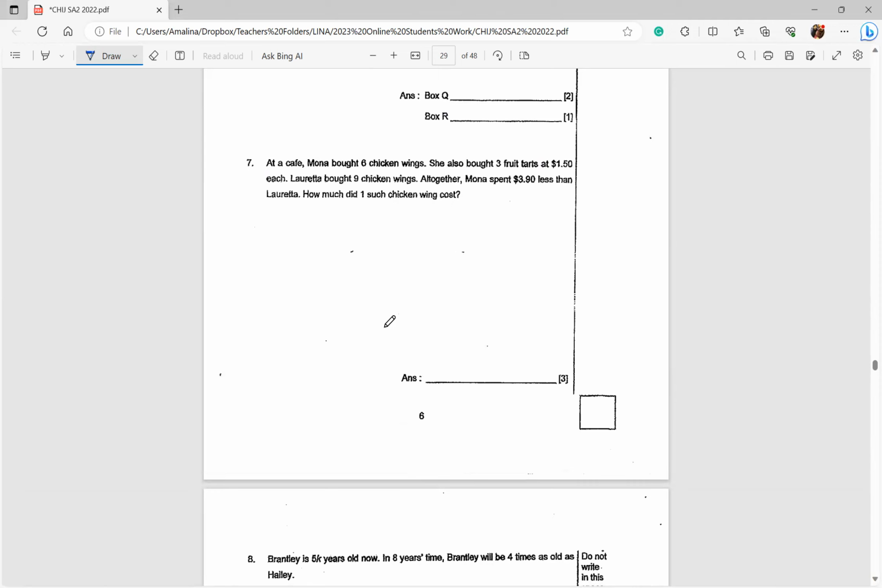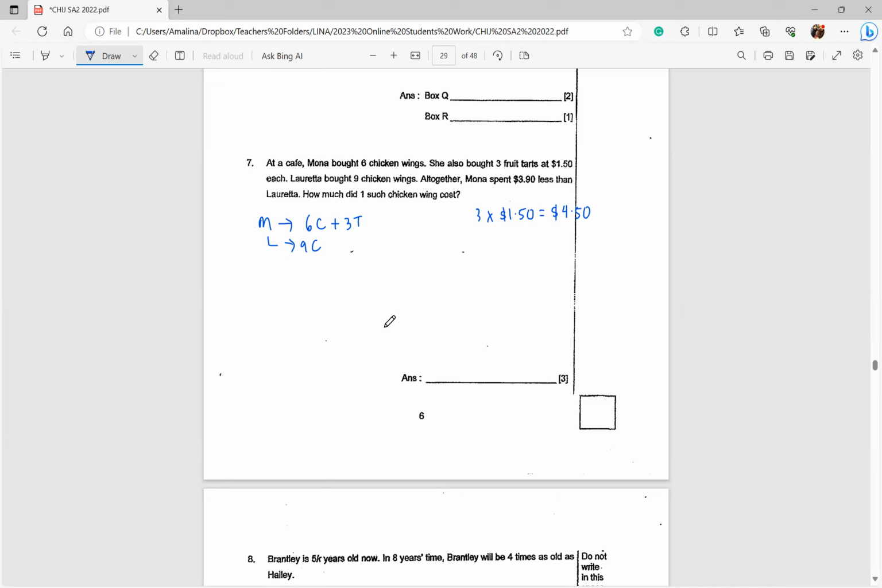Okay, so Mona, she bought 6 chicken wings and 3 tarts. Loretta, she bought only 9 chicken wings. Okay, and I also know the cost of my 3 fruit tarts by taking 3 times $1.50 first. So 3 times the $1.50, you get $4.50. This is the cost of your fruit tarts for Mona.